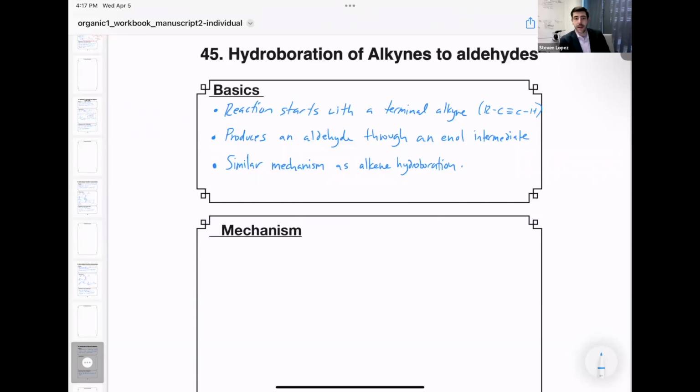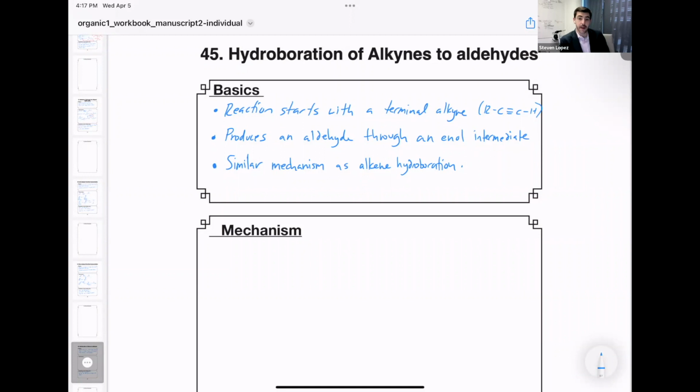Today, we're going to talk about the hydroboration of alkynes to aldehydes. This reaction starts with a terminal alkyne. It has to be a terminal alkyne to get the aldehyde. Otherwise, you'll get only the ketone. This reaction produces an aldehyde through an enol intermediate.